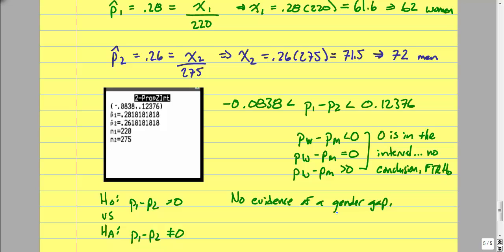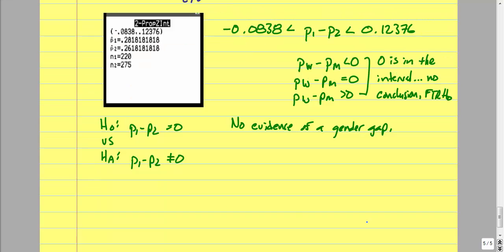So if you're doing this one by hand, you can use 61.6 and 71.5. But if you are not doing this by hand, you've got to use the 62 and the 72 as integers, because you cannot put decimals in your calculator using this particular function, because it doesn't really know what to do with the decimal, since you can't actually have 61.6 people.